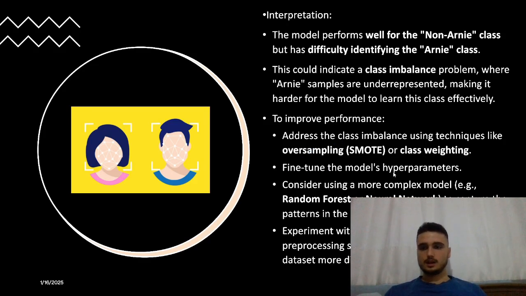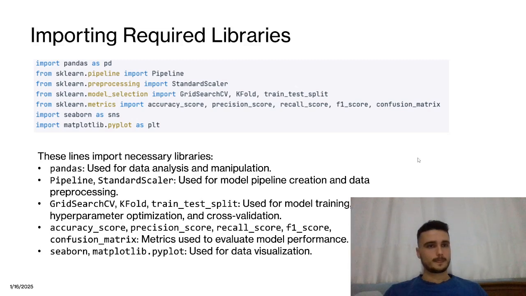Fine-tune the model's hyperparameters. Consider using a more complex model, random forest or neural networks, to capture the patterns in the data more effectively. Experiment with feature engineering or additional preprocessing steps to make the patterns in the dataset more distinguishable. Importing required libraries. These lines import necessary libraries.